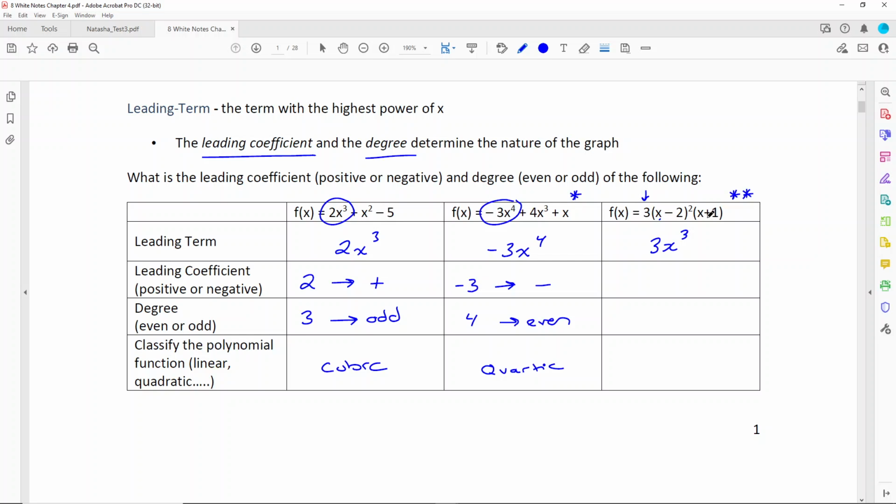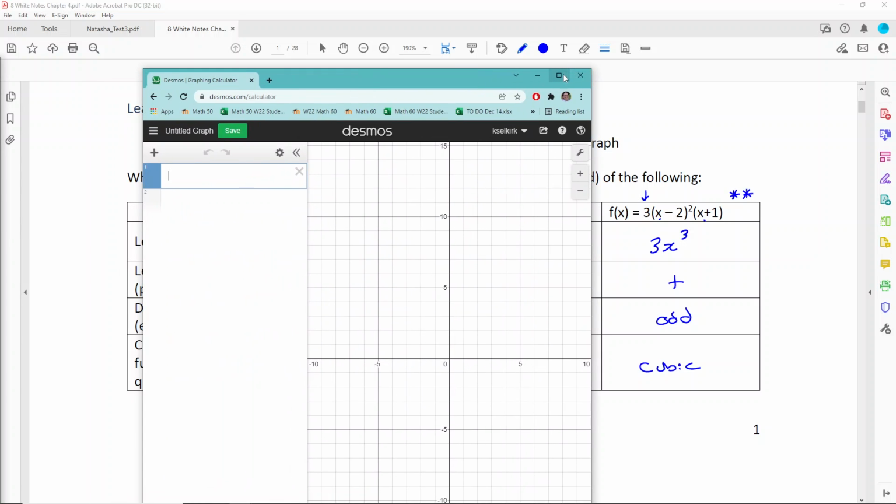So 1, 2, 3. All right, so my leading coefficient is 3, which is positive. My degree is 3, which is odd. And we would classify this as a cubic function. All right, why do we care? Well, believe it or not, knowing whether it's even or odd and positive or negative tells us a whole lot about the graph. In fact, I felt like it was useful putting this in the video.